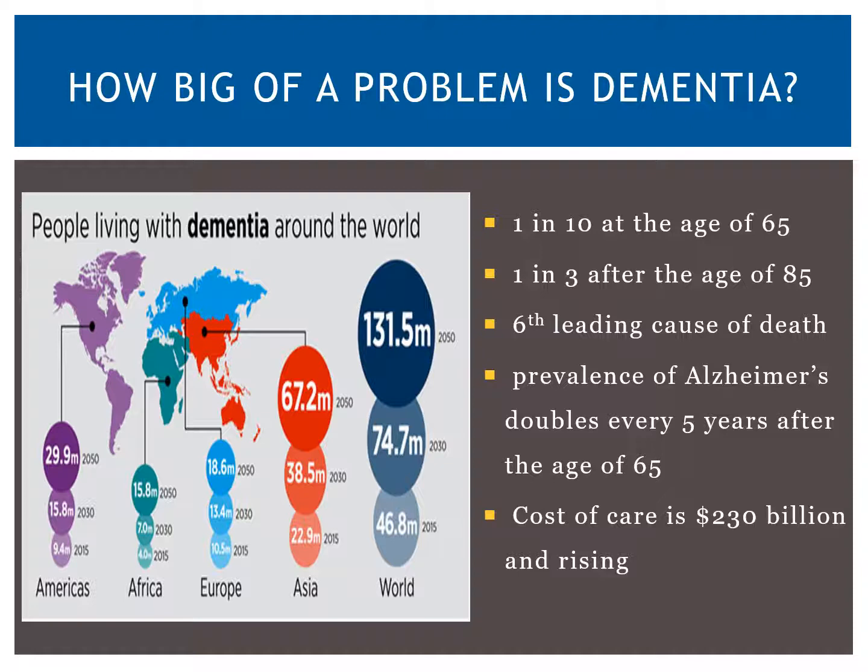1 in 10 by the age of 65 will have dementia. The prevalence increases as the years go on to 1 in 3 after the age of 85. It is the sixth leading cause of death, and the prevalence of Alzheimer's doubles approximately every 5 years after the age of 65. The cost of care is around $230 billion and rising currently. The picture there on the left does depict that the world statistic as far as dementia by 2050 is estimated to be 131.5 million individuals, as compared to a more recent statistic in 2015 at 46.8 million individuals.